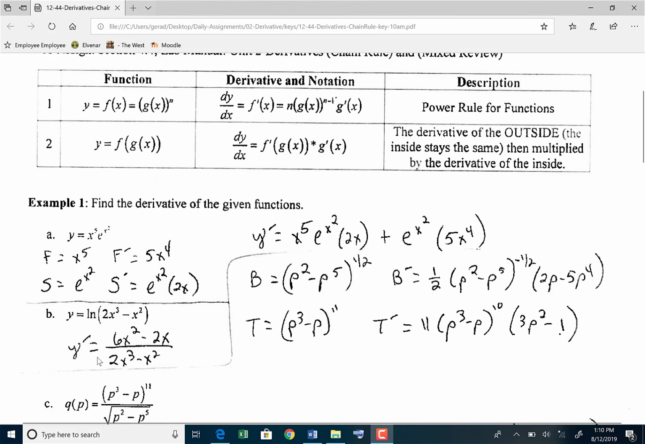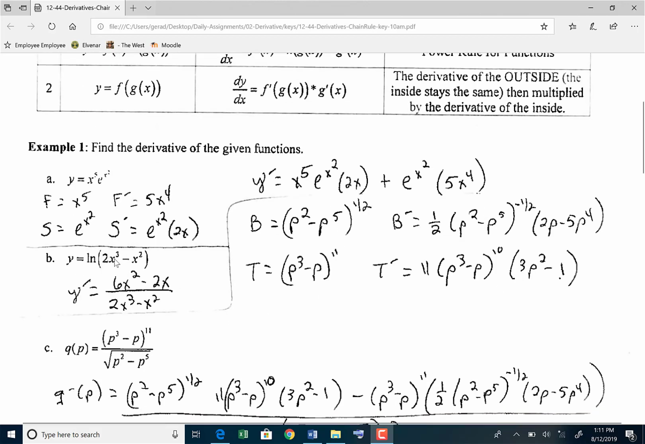The next function is a natural log. It's all over here. This B and T over here is for part C. So what's the basic rule for the derivative of a natural log? 1 divided by x. Natural log of x, its derivative 1 divided by x. So now we've got the natural log of something more complicated, not just plain x. This is where the chain rule comes in.